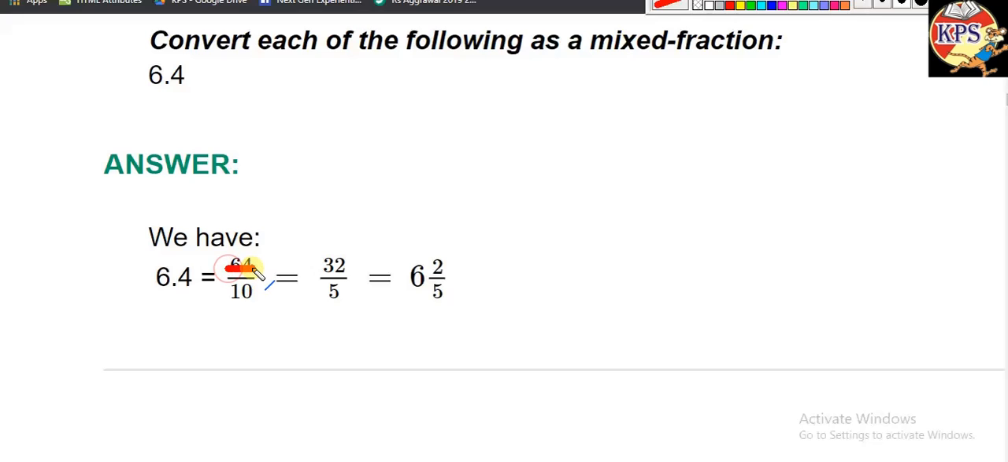All of you know that 2 3s are 6 and 2 2s are 4, and 2 5s are 10 here. So 32 upon 5 is left here. So now after dividing these numbers, you can convert the improper fraction into a mixed fraction. All of you know how to convert an improper fraction into a mixed fraction, so I'm not explaining it here.